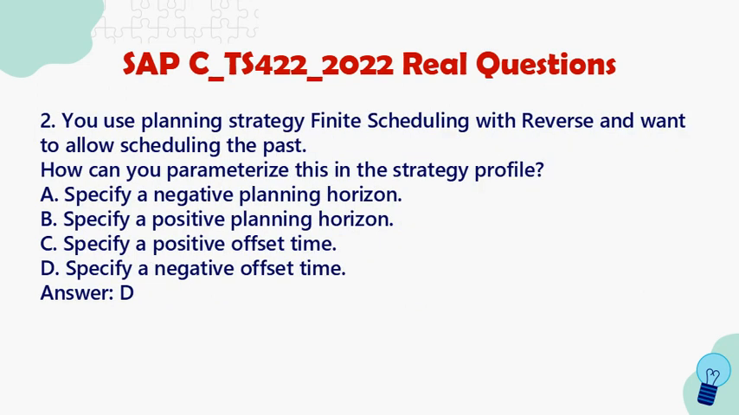2. You use planning strategy finite scheduling with reverse and want to allow scheduling the past. How can you parameterize this in the strategy profile? A. Specify a negative planning horizon. B. Specify a positive planning horizon. C. Specify a positive offset time. D. Specify a negative offset time. Answer: D.